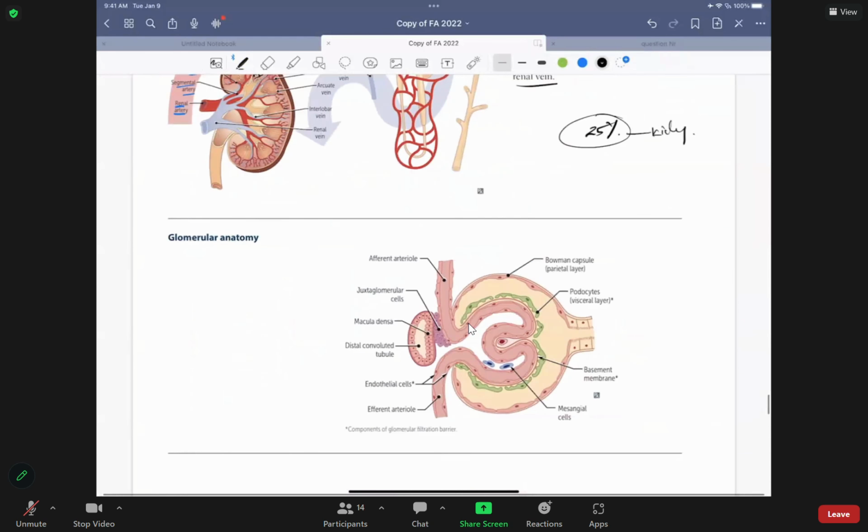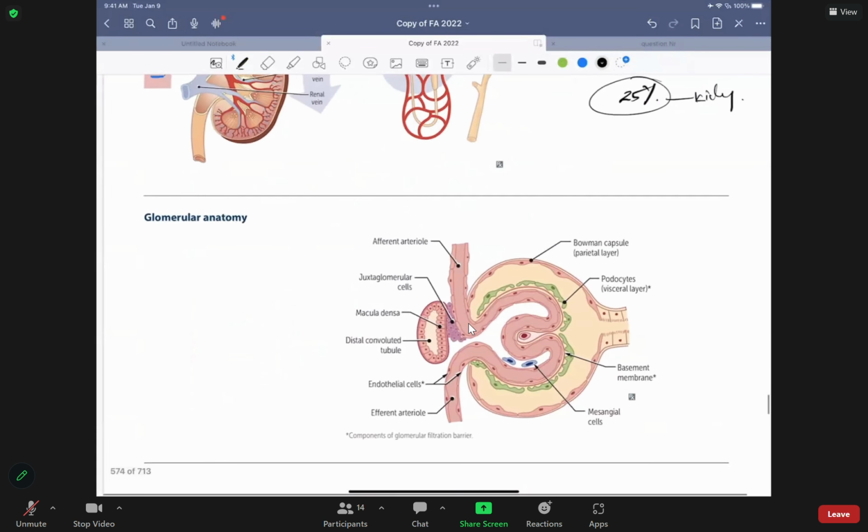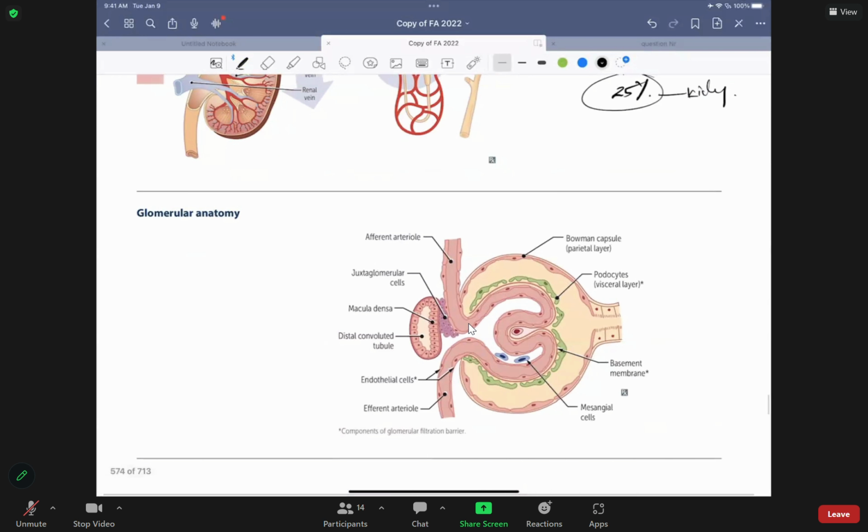All right. Now, let's go to a little bit of glomerular, folks. Okay, this is histology. Now, before we go to glomerular, we need to make sure the terminology is clear. What's the difference between glomerular?